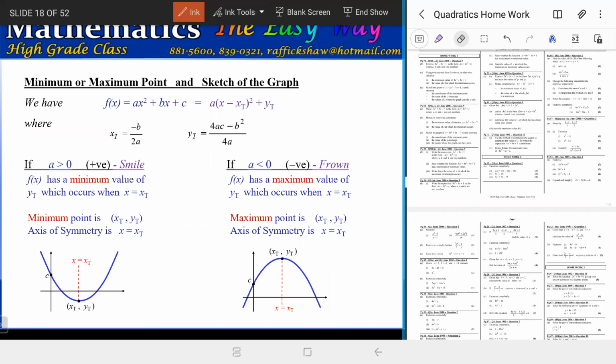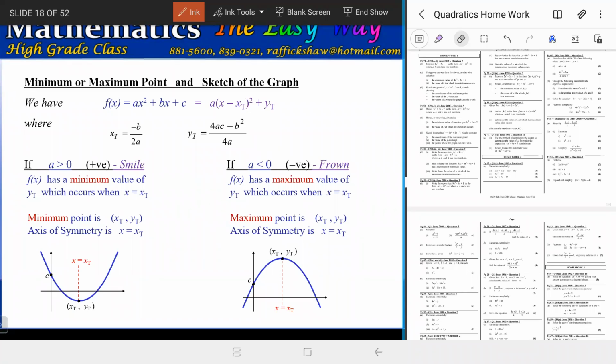And the maximum value, when the a is negative and the graph frowns, the maximum value is still the yt value that we calculate using this same formula. And that maximum occurs when x equals the same xt value that we calculate from here. I'm just summarizing what we did yesterday.